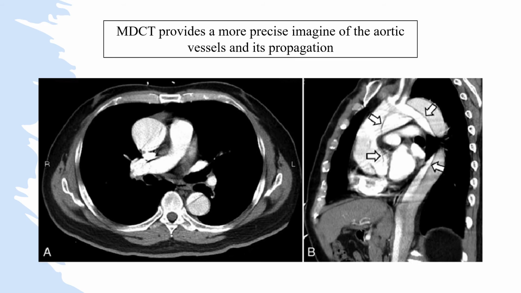On the other hand, this multi-detector CT right here seems to do a way better job of giving us a big view of the aorta. And if you look right here, we have the true lumen, and above is the false lumen compressing on the true lumen. And MDCT provides us more precise images of the aortic vessels and their branches. As you can see right here is the descending aorta, and here's the ascending aorta.